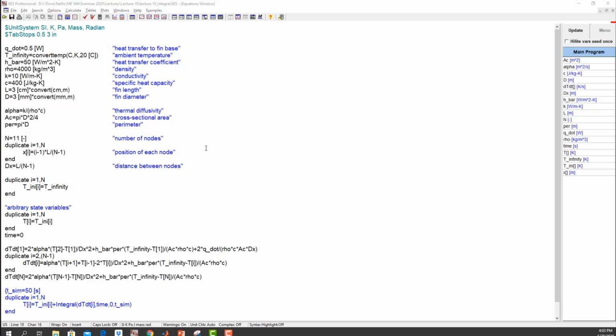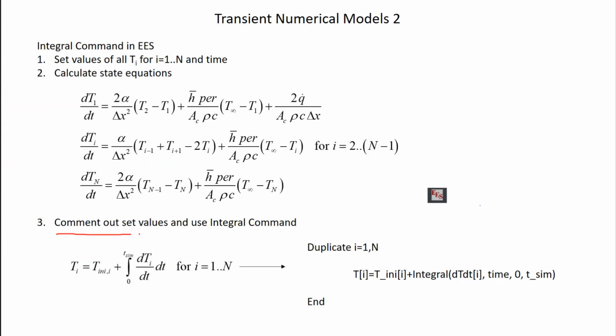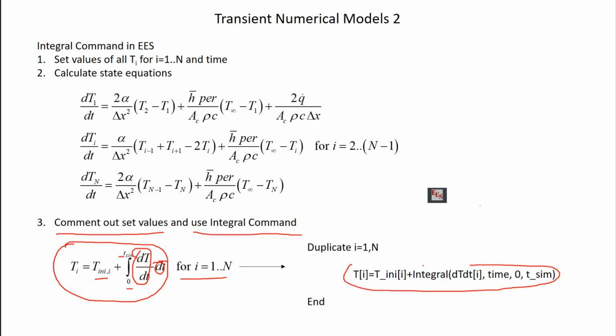Once that part of the process is done, then what you want to do is comment out those arbitrary values of temperatures and time and use the integral command to integrate through time, right? So we're basically doing this operation, but for every single node, right? So temperature is my initial temperature plus the integral of d temperature d time with respect to time from 0 to my simulation time. And that becomes this equation right here, right?